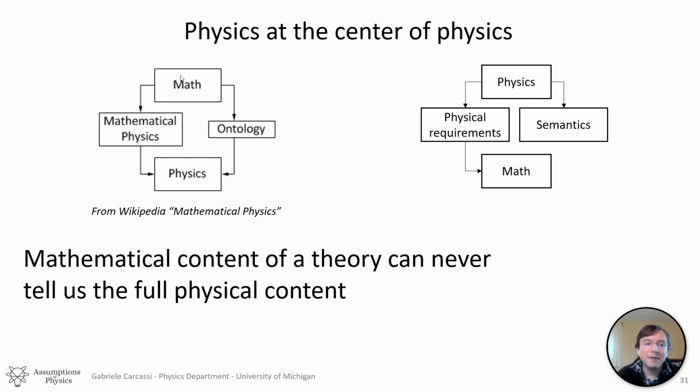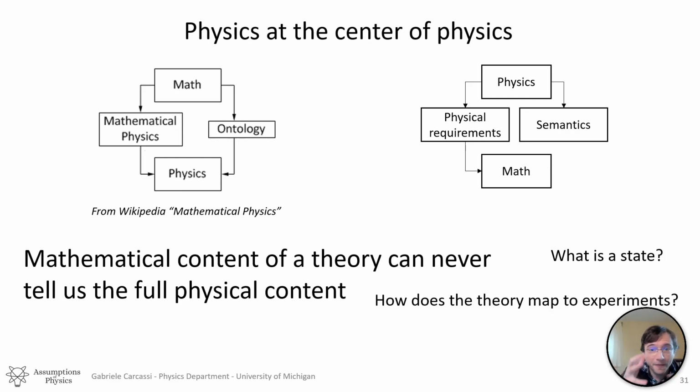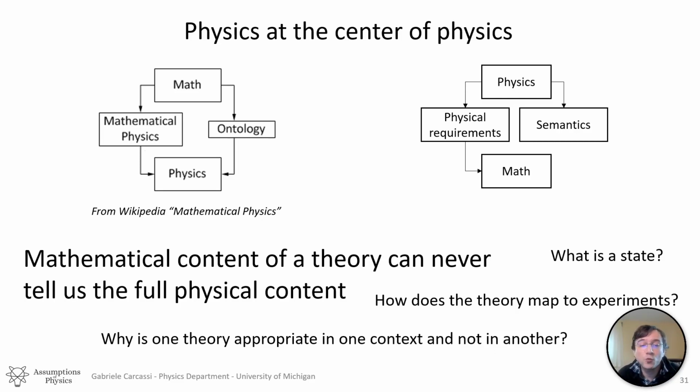We want to do this because in the end mathematics is not enough to describe the physics. The mathematical content of a theory can never tell us the full physical content, right? The same mathematical equation can be used in physics, biology, economics, and it's the same partial differential equation, but it means different things. And so the mathematics is never going to answer all questions. It's never going to tell us what is a state, what the requirements are physically and operationally, so that we can talk about systems and their states. It's not going to tell us how the theory maps to the experiments, because mathematics does not know about experiments, and it is never going to tell us why one theory is appropriate in one context and not in another. So we have to do something more.